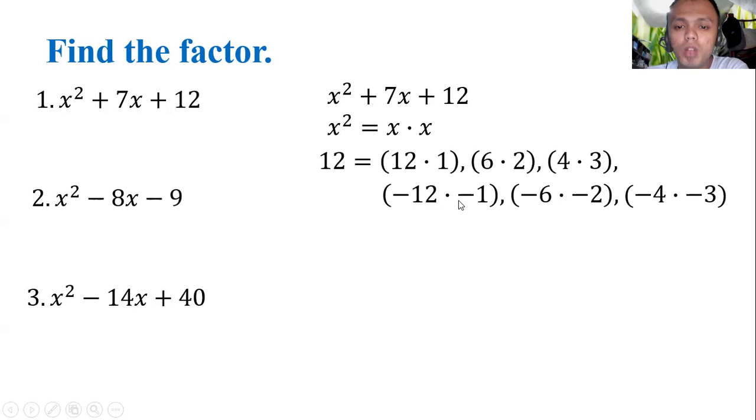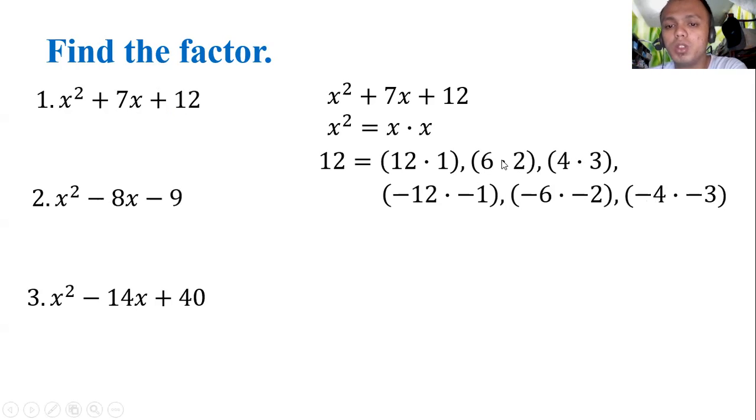Then we have negative 12 times negative 1. We have negative 6 times negative 2. We have negative 4 and negative 3. Now, which of these factors of 12 that if we add those two factors, the sum is 7. So saan dito? 12 plus 1, that is 13. Hindi pwede.